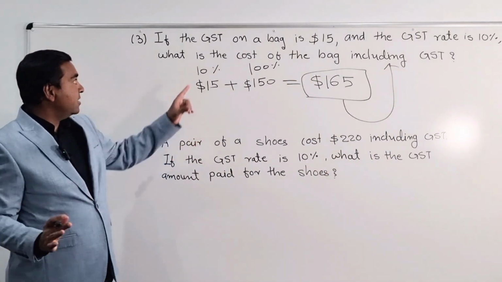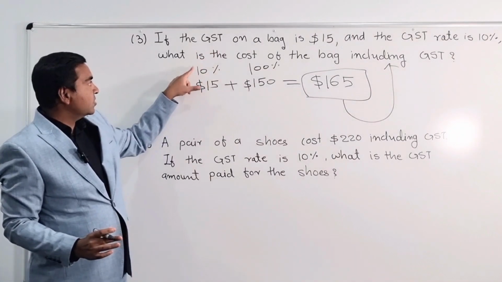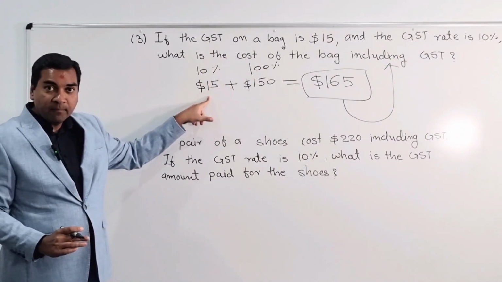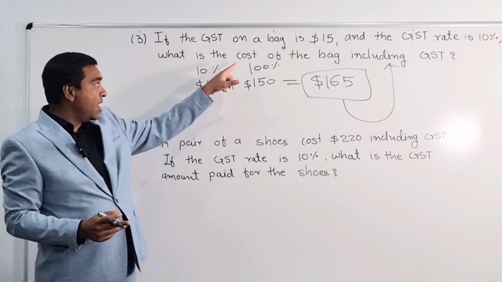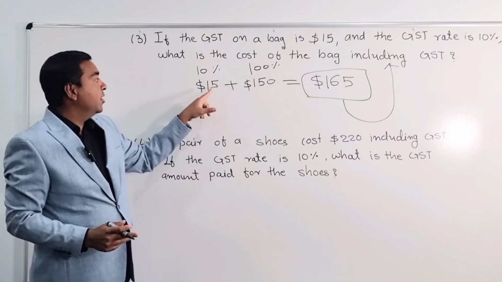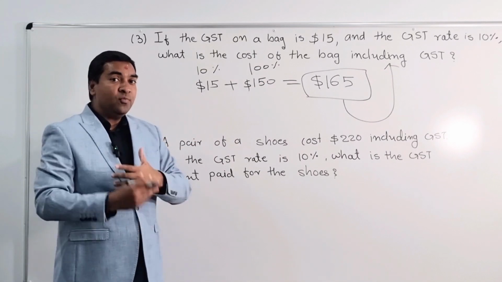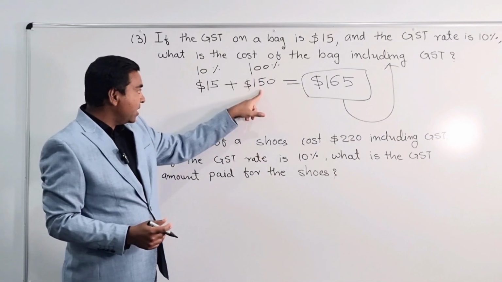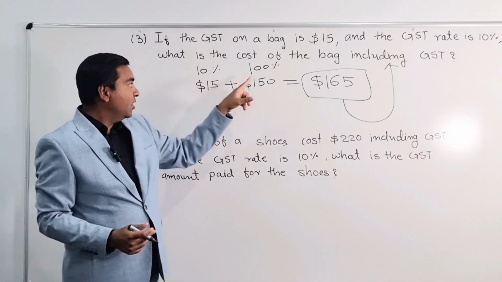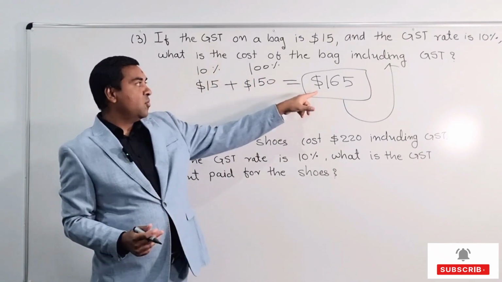A very important thing again: GST is 10% and that value is $15. So my original price is going to be 100%, which is 10 times bigger. So 15 times 10 is 150. So the price with GST is the original price plus GST, which is 150 plus 15, which is $165.